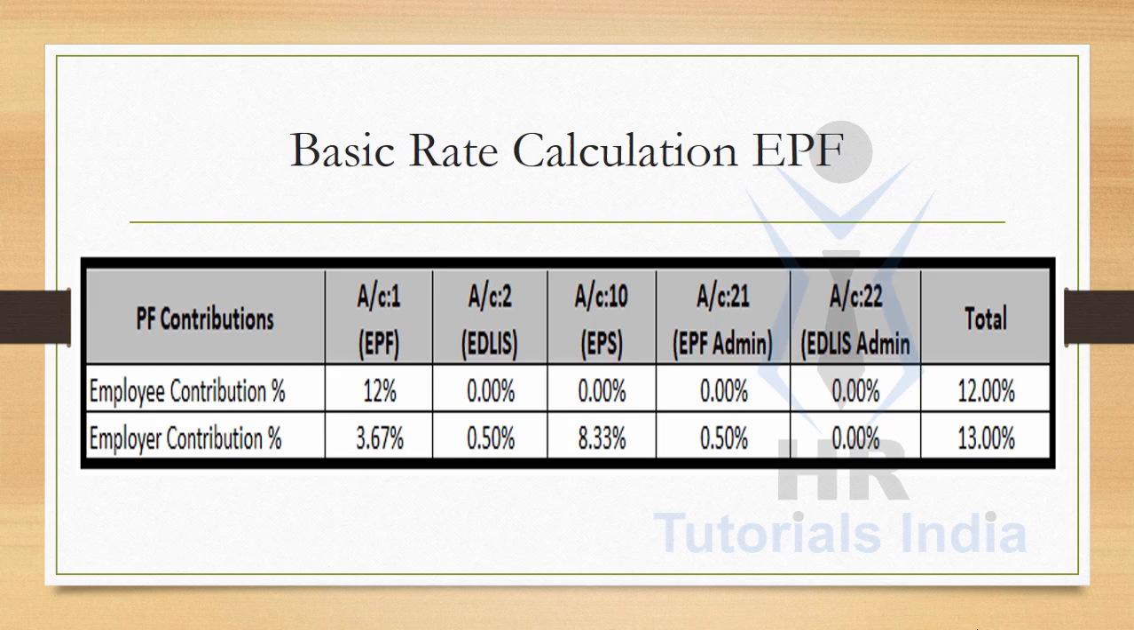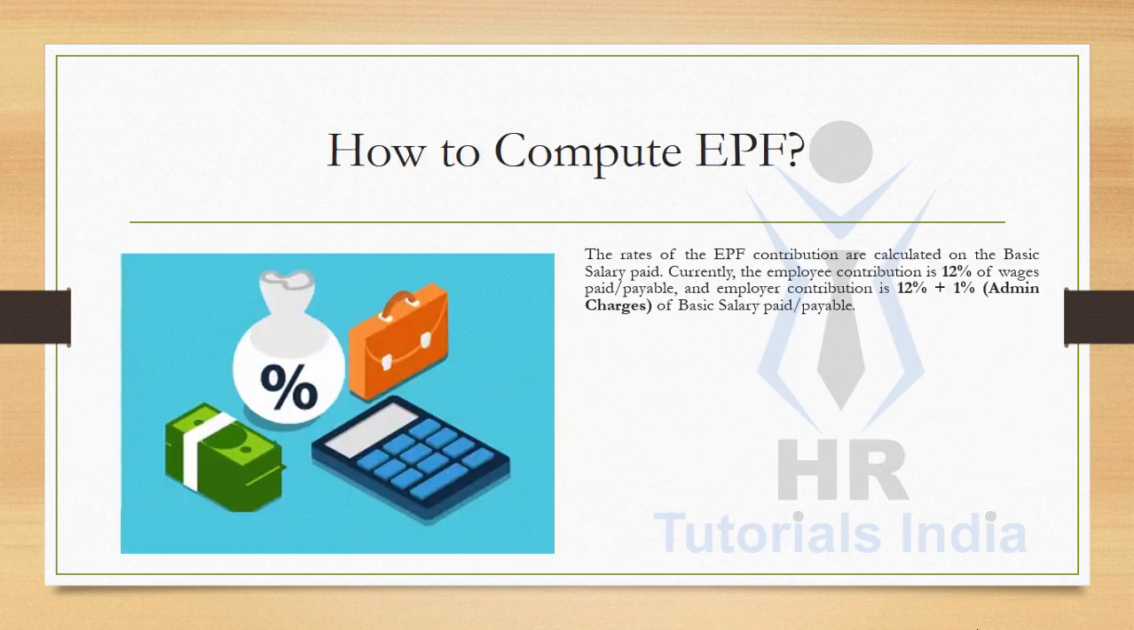Hence, the total percentage contributed from the employer end is 13%, whereas 12% will go towards Employee Provident Fund and Employee Pension Scheme, and the remaining 1% will be going towards administration charges and Employee Deposit Linked Insurance Scheme. So, in total, 25% will be paid towards the Employee Provident Fund department. How to compute EPF? The rates of EPF contribution are calculated on the basic salary paid.